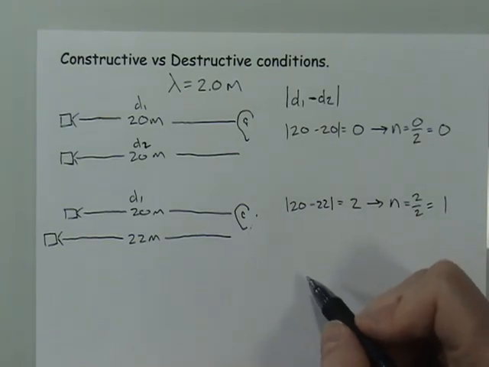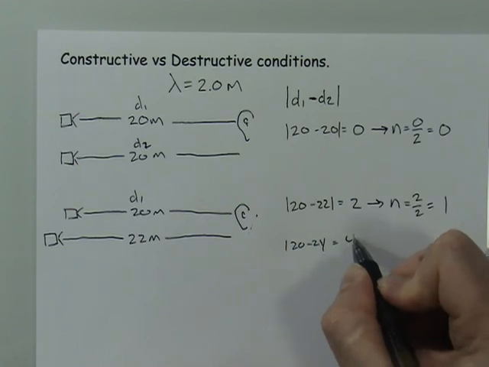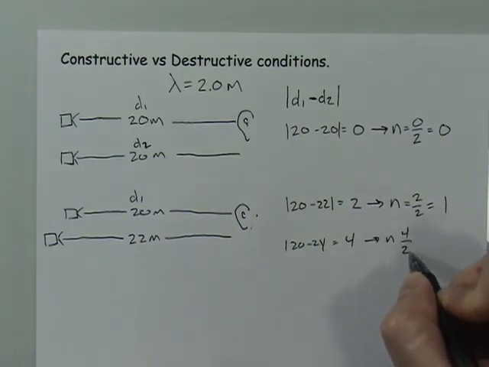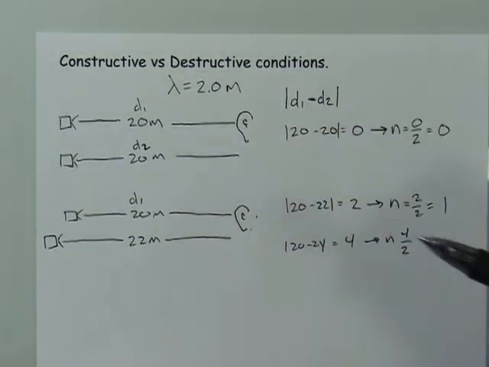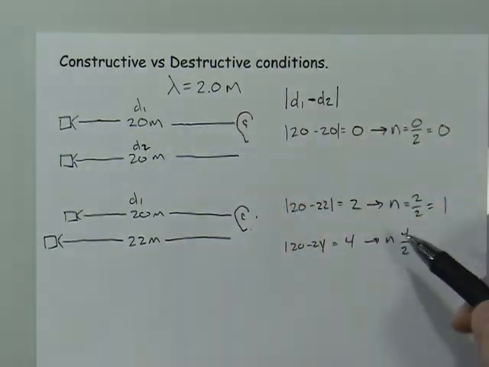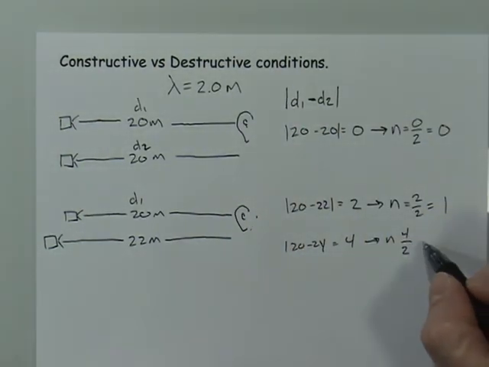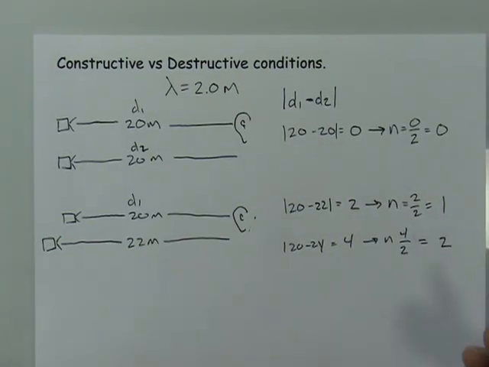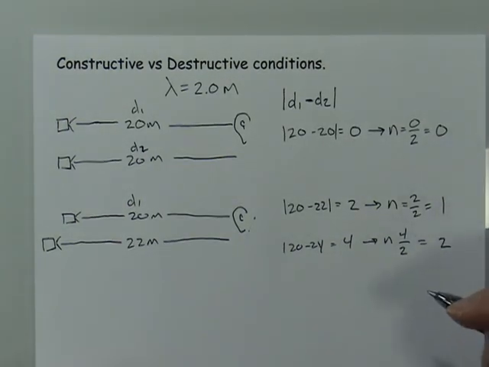Okay, and you can imagine other examples. So let's say, for example, 24 minus 20. That would be 4. That would lead to n equals 4 divided by 2. I'm always taking the difference between the two distances, and then I'm dividing by the wavelength. And if that difference between the two sources' distances divided by the wavelength comes out to be a whole multiple of the wavelength, then that is going to cause crest to match up with crest, troughs will match up with troughs, and I will end up with constructive interference.